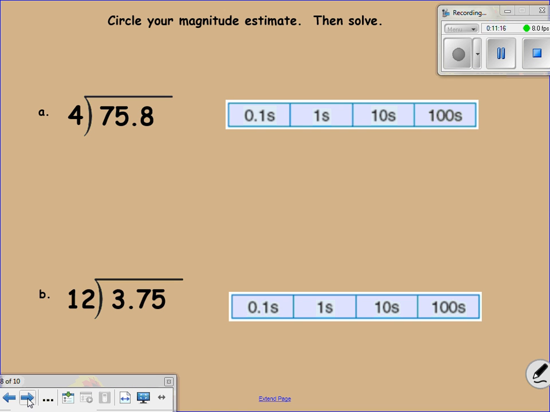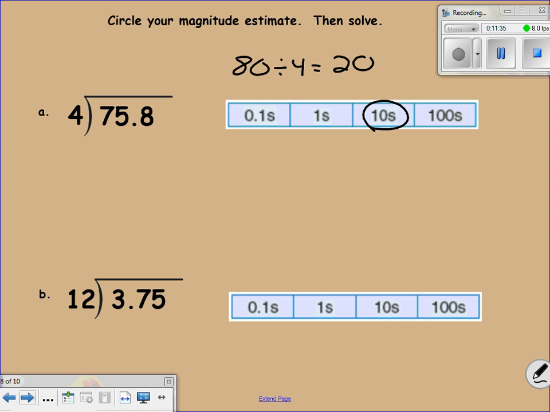Now we're working a little bit with decimals. First of all, let's find a magnitude estimate. So I have 75.8. I'm dividing by 4. I'm going to round 75.8 to 80 divided by 4. I know that equals 20, so I know my magnitude estimate, I'm in the tens.